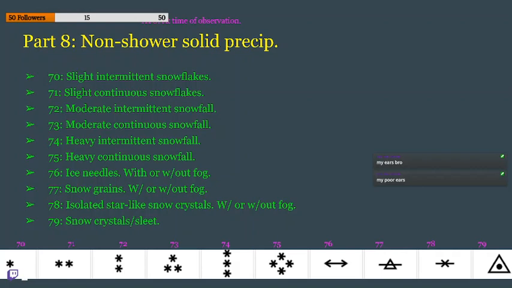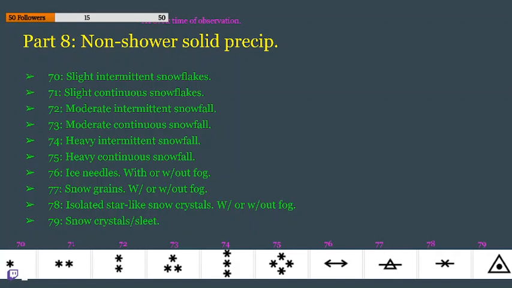70, you have your slight intermittent snowflakes. 71 is slight continuous. 72 is moderate intermittent, while 73 is moderate continuous. 74 is your heavy intermittent snowfall. And 75 is your heavy continuous snowfall. 76 is interesting because it is ice needles with or without fog. Usually fog does produce ice needles, but it is not required.